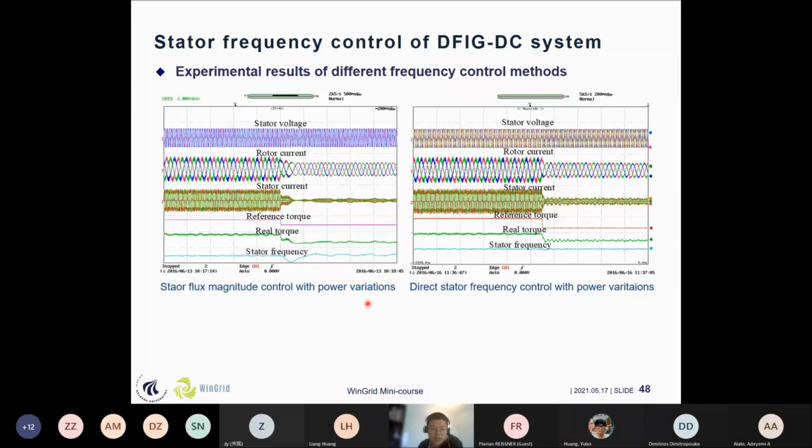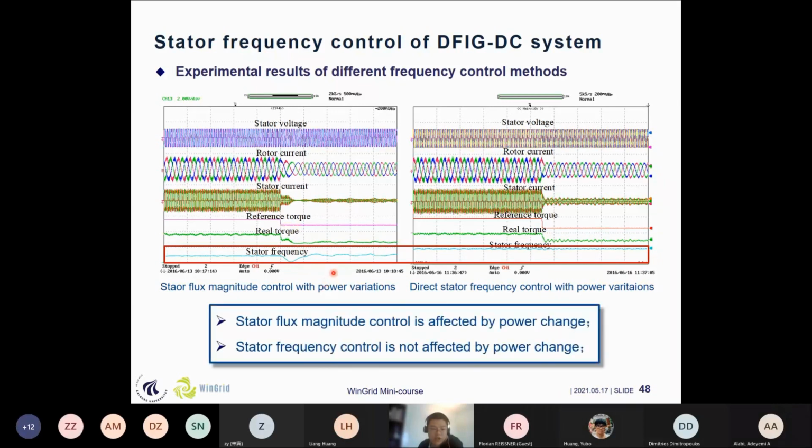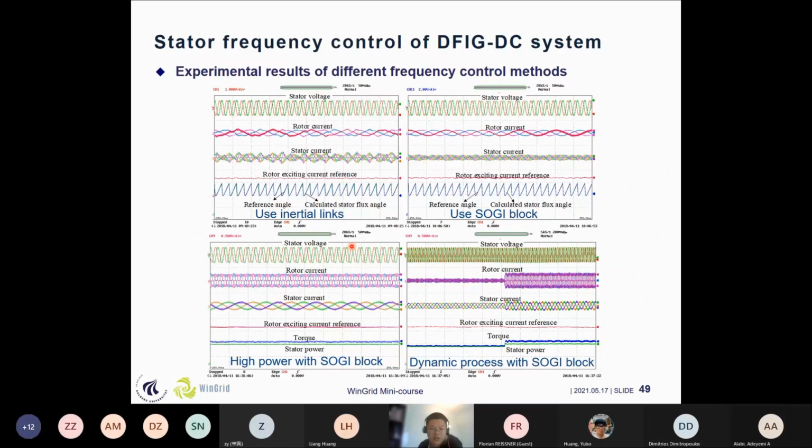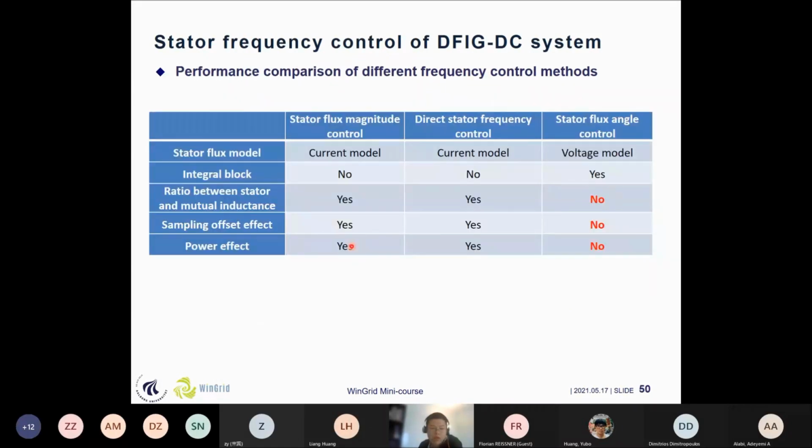Then, during some dynamic processes, we can see that when using the stator flux magnitude control, it has some effect on the stator frequency during power changes, or torque reference changes. Here we can see that the stator flux magnitude control is affected by power changes, but the stator frequency control is not affected by the power changes. And this is using the SOGI. Since the time is limited, I will try to go faster.